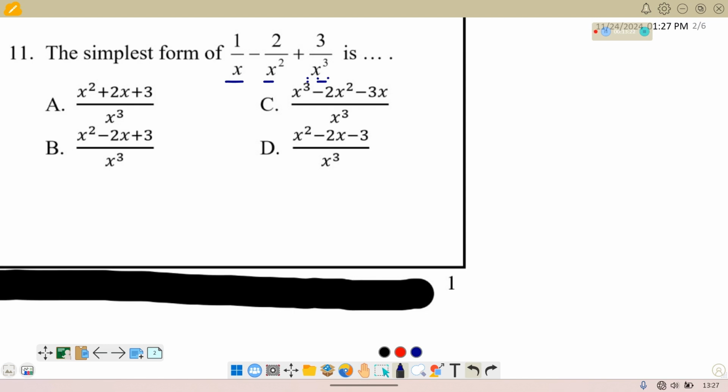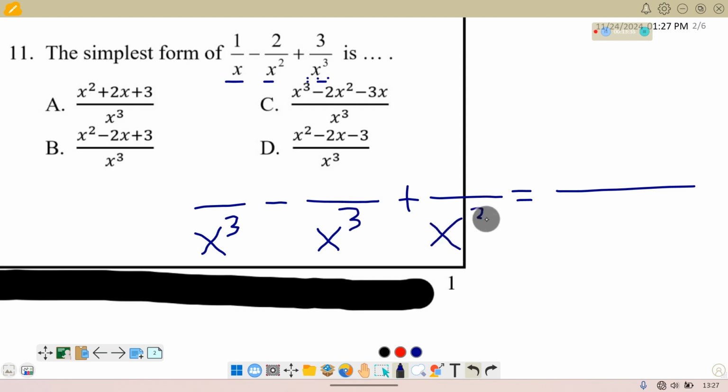So here we have minus, plus, and then equals. Okay, so all of them will be x cubed, and then also x cubed. Now let's change 1 over x into something over x cubed. So the answer is x cubed divided by x equals x squared.